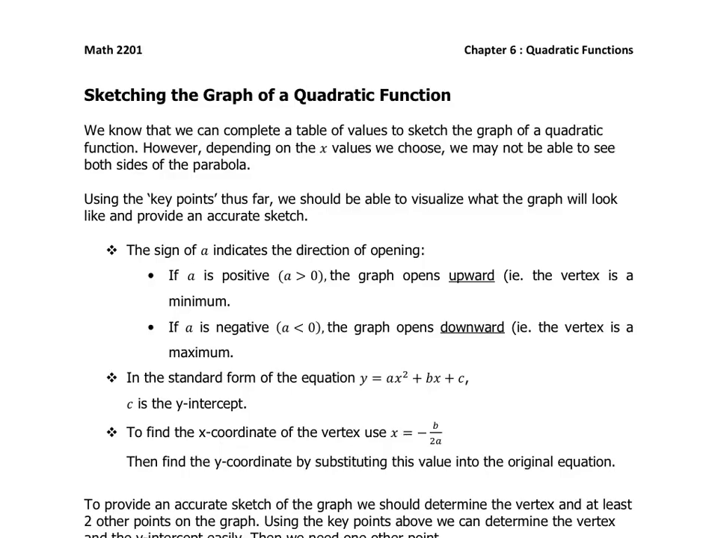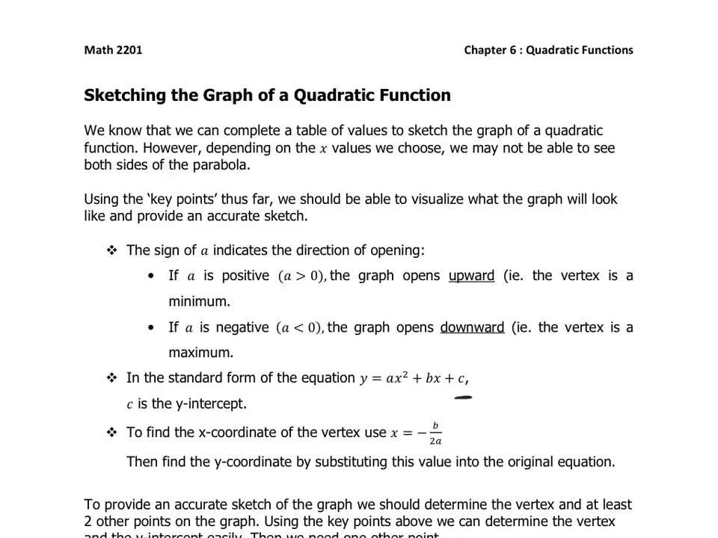Okay, in this part we're going to learn how to sketch the graph of a quadratic function by using some key points. So we know a few things from our last sections that can help us sketch a graph. One of those things is that if the a value is positive, we know it should be a graph that opens upward and has a vertex that's the minimum. If the a is negative, we're expecting a graph that opens downward, with the vertex as the maximum. If it's in standard form, the c value should give you the y-intercept.